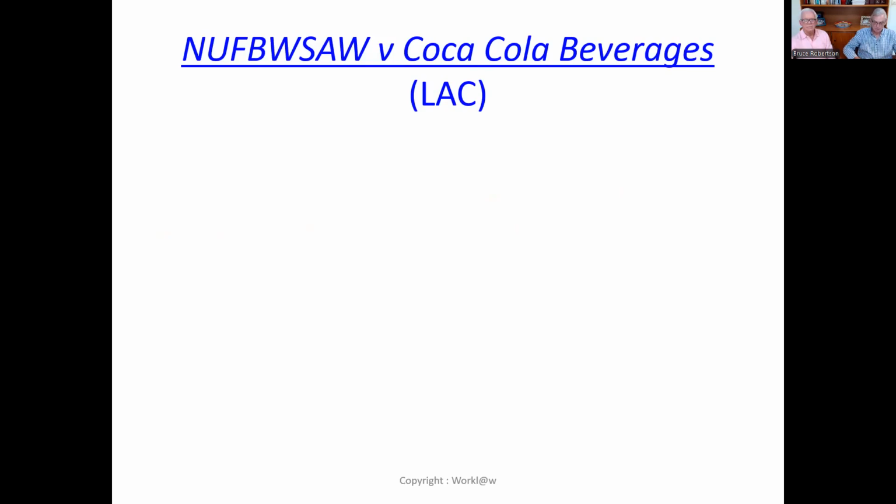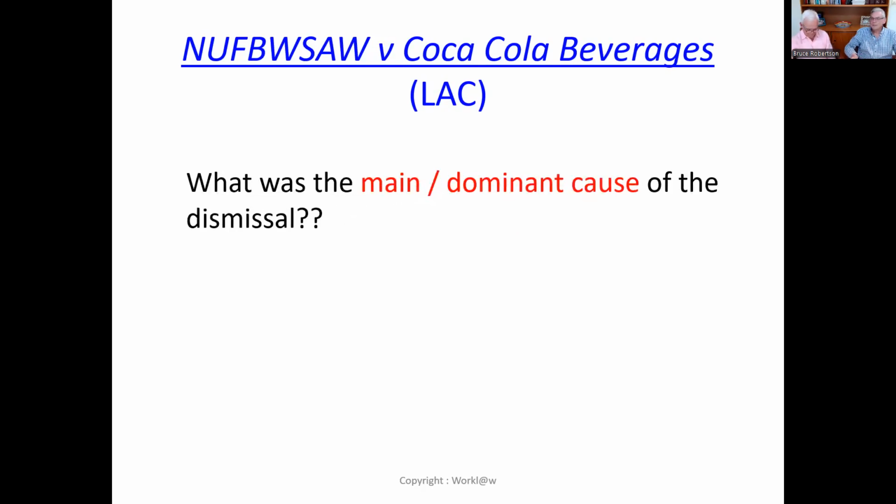The Labour Appeal Court said that it did not fall under section 187(1)(c), because a demand has got to be the main or dominant cause of the dismissal. Sure, in this case, the refusal to accept the lower paid jobs contributed to the dismissal, but it wasn't the main cause. There was an economic necessity. The sugar price, etc., had exploded, and Coca-Cola was in difficulty. So that's the key thing. What was the main or dominant cause of the dismissal? In this case, it wasn't the refusal to accept the demand. It was the operational issues that the employer was facing. Correct. So the operationally justifiable reason was the economic.